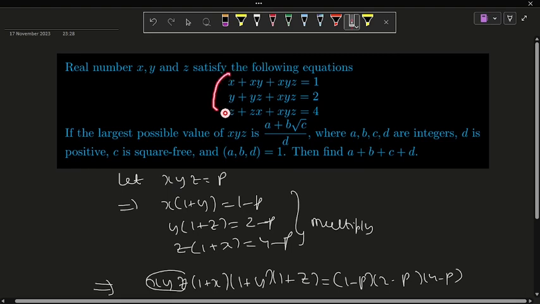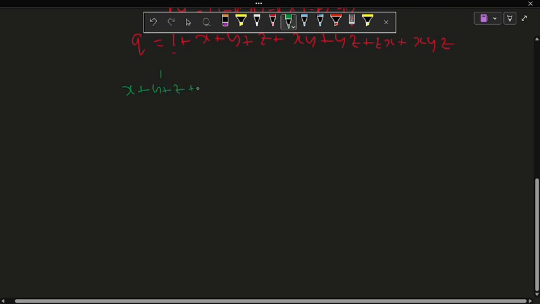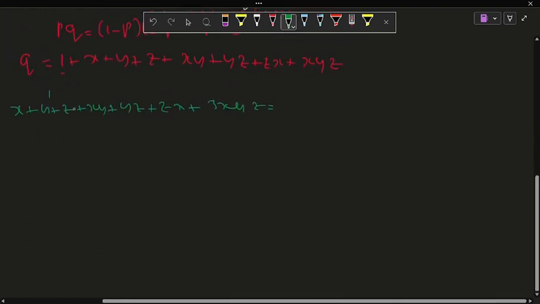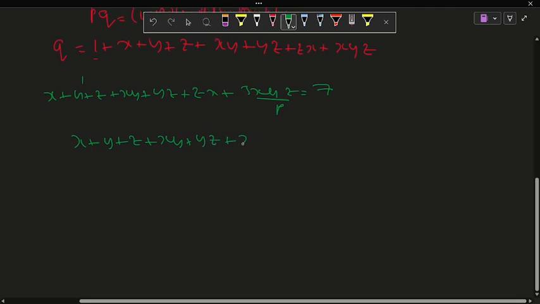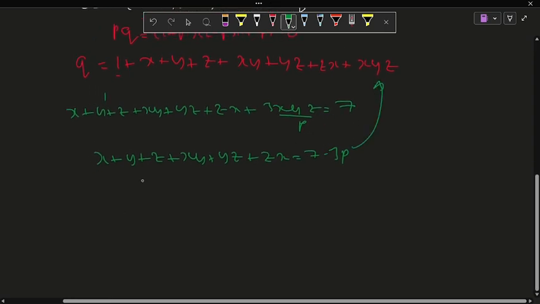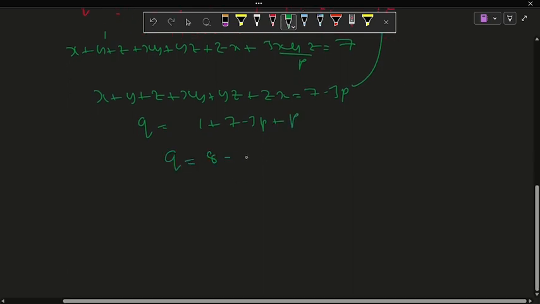So we had our original equations as these. If we simply add all of them, we will get x plus y plus z plus xy plus yz plus zx plus 3xyz is equal to 1 plus 2 plus 4, which is 7. And this xyz was p. So we have x plus y plus z plus xy plus yz plus zx is equal to 7 minus 3p. So we can substitute this in here. So we will get q is equal to 1 plus 7 minus 3p plus xyz, and xyz is again p. So we finally have our second equation as q is equal to 8 minus 2p.